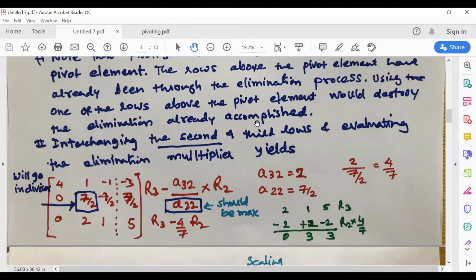Because I also told you about round-off error, because it is going to be used. I will show you in the next example how the round-off errors can be eliminated. So it is going to be the divisor.